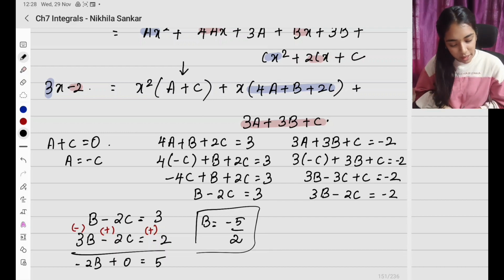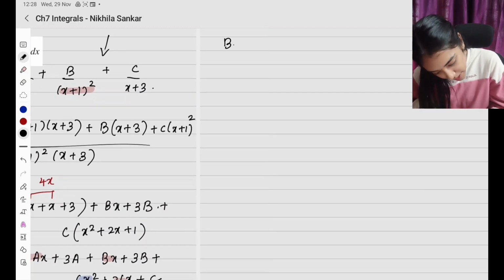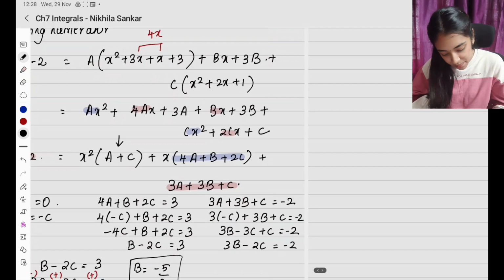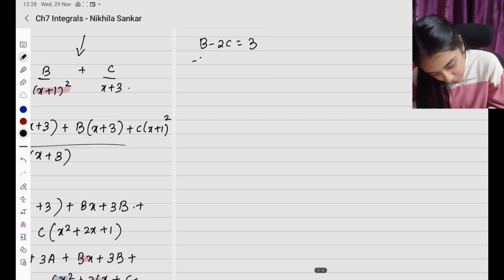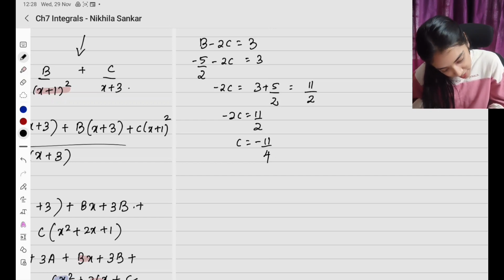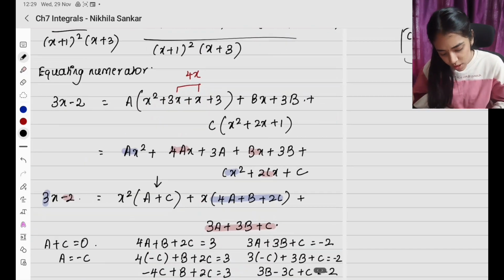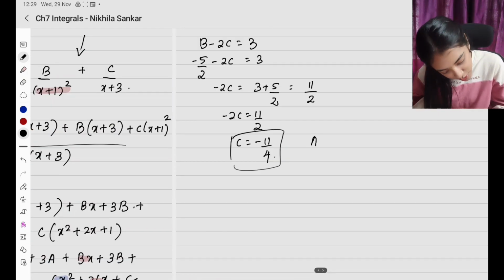So now let us find the value of c by substituting in one of the equations. So I have b minus 2c is 3. So what is the value of b? Minus 5 by 2. So minus 5 by 2 minus 2c equals 3. So minus 2c is 3 plus 5 by 2, which is going to be 3 twos are 6, 6 plus 5, 11. So 11 by 2. So minus 2c is 11 by 2, then the value of c is going to be minus 11 divided by 4. Okay. So this is my value of c. So if we know c, what is my a is going to be minus c. So a is going to be minus c, which is going to be 11 divided by 4.